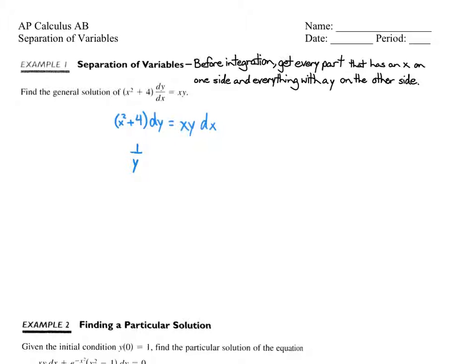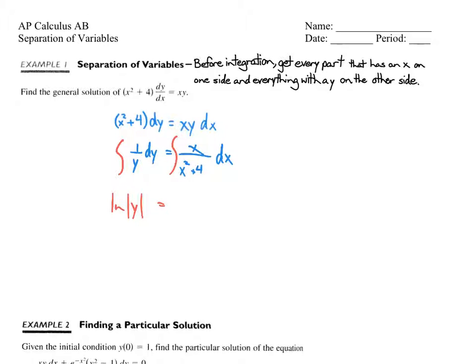So I'm going to have 1 over y dy equals x over x squared plus 4 dx on the other side. So we're just doing algebra pretty much. You're just doing algebra at this point, yeah. Once you have it at this point, then we can do the integration. Okay? Now we can do the integration. The integral of 1 over y dy is ln of y.